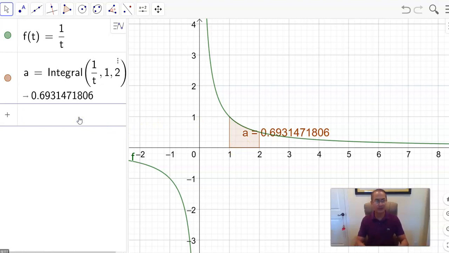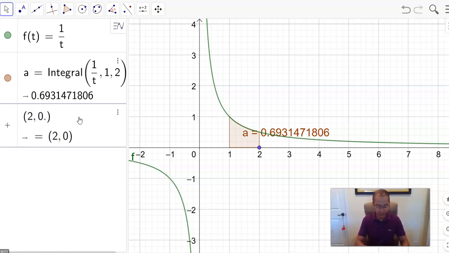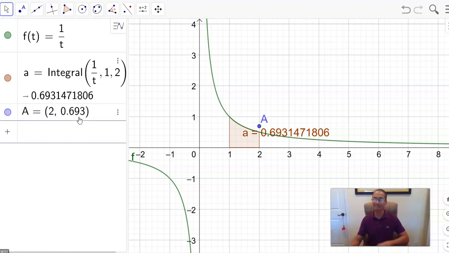But of course GeoGebra knows the ln function. Ln of 2, oh yeah, check it out. It's exactly the same number. So I'm going to plot that point. Now that we know one other point on the graph, I'm going to plot 2, comma, 0.693. There it is.